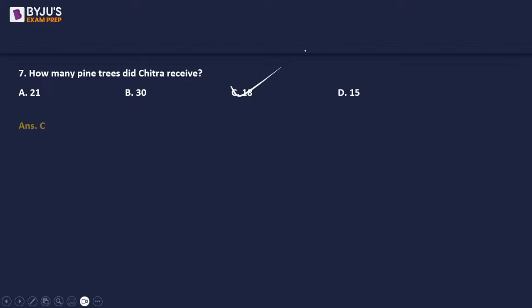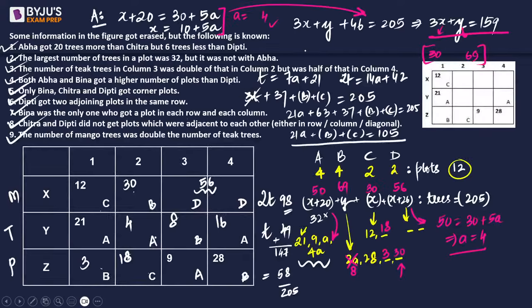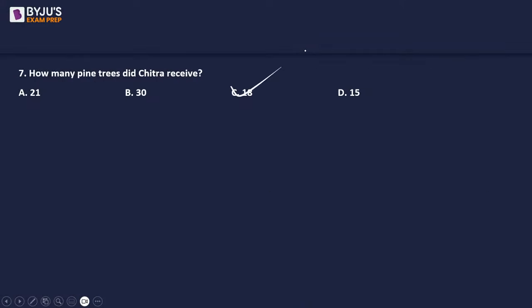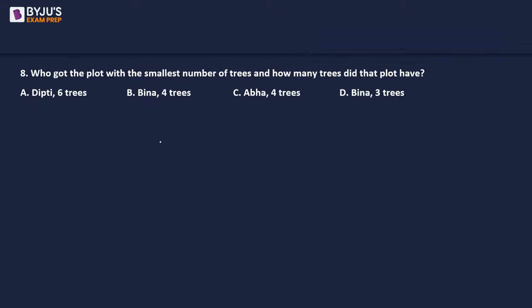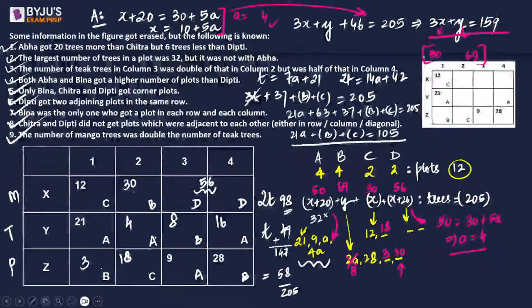Option C. Next is who got the plot with the smallest number of trees, and how many trees did that plot have? Who got the plot with the smallest number of trees? B got the smallest, the plot with the smallest number of trees, and that was 3, right? B with 3 trees. Okay, मेरे को अभी just याद आया जैसे ही B का 3 करा ना.